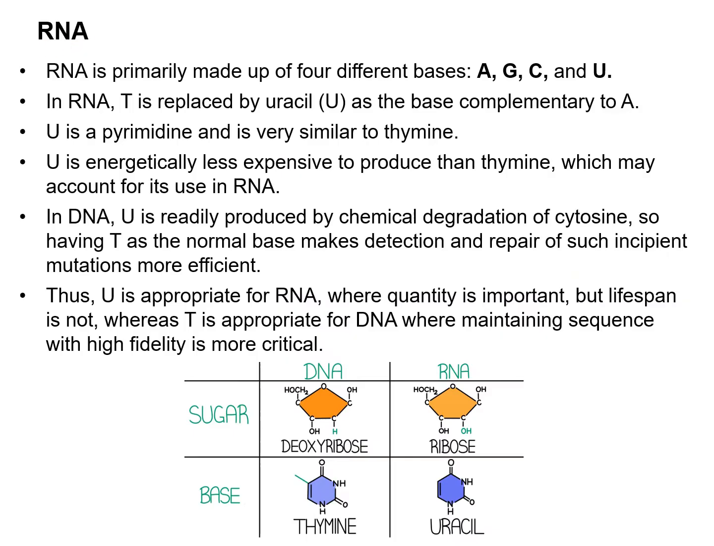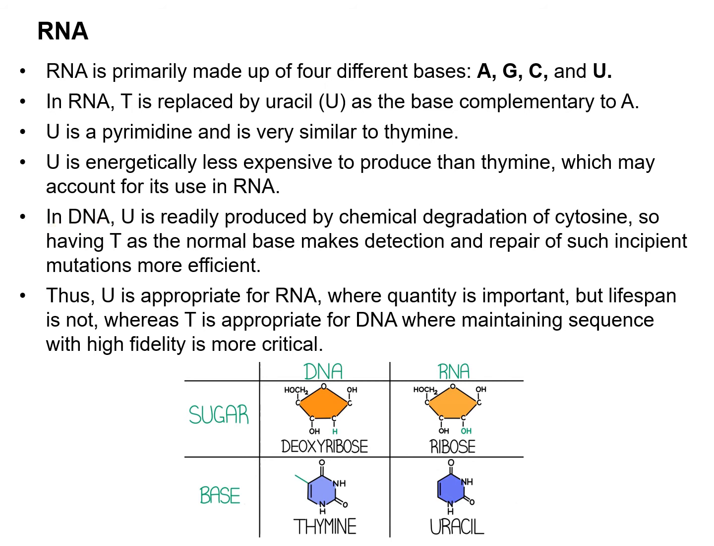RNA, the ribonucleic acid, is primarily made up of 4 different bases: adenine, guanine, cytosine, and uracil instead of thymine in DNA, but uracil still has the same base complementarity to adenine. Uracil is a pyrimidine just like thymine, and it has a very similar structure to thymine too. However, uracil is energetically less expensive to produce than thymine, which may account for its use in RNA, which depends on the bulk production for gene expression, as well as a fast degradation for fast gene regulation.